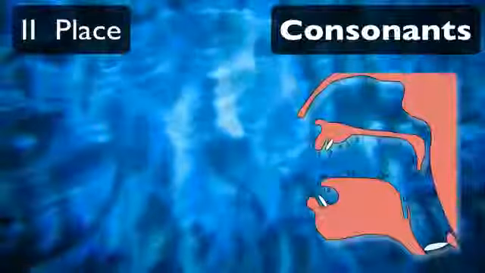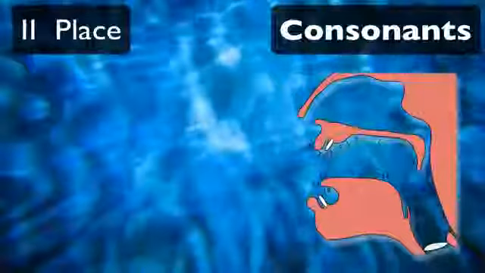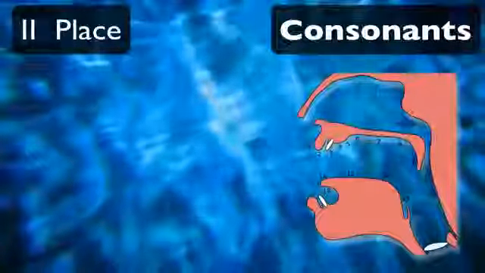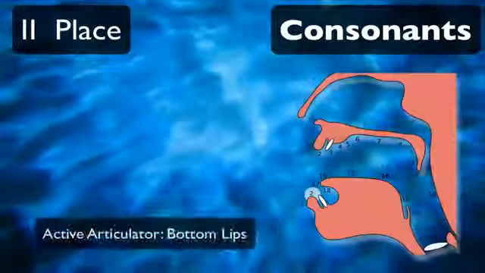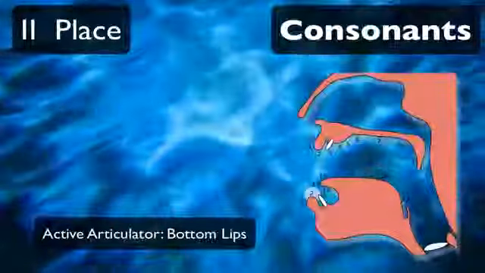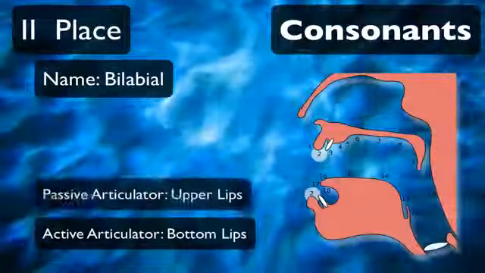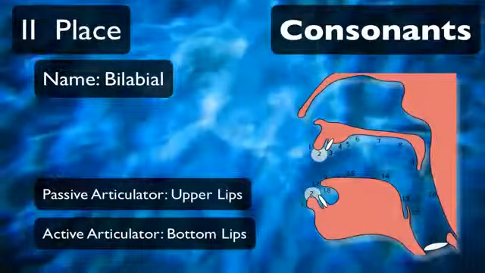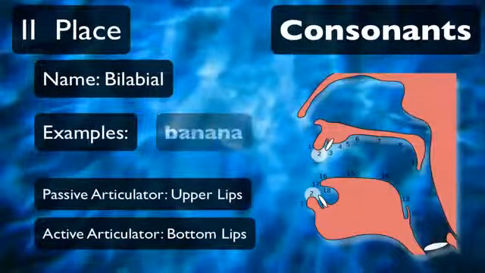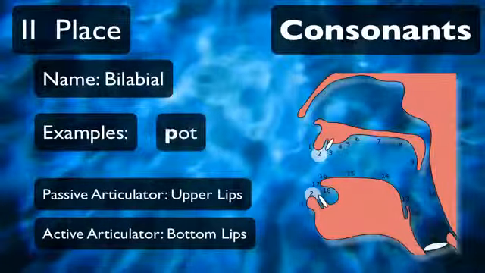The important places have names. We'll start at the front of the mouth and we'll move towards the back. There are 10 places we really care about. So, the first 2 use the bottom lips as their active articulator. The first one we care about is bilabial, from bi meaning 2 and labial meaning lips. This is where your upper and lower lips come together, like in man or banana or pot.